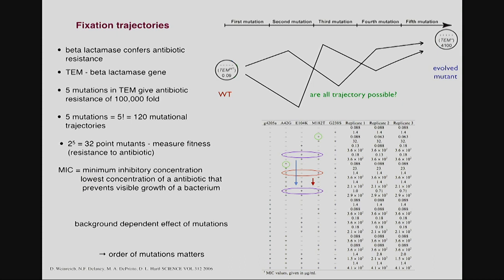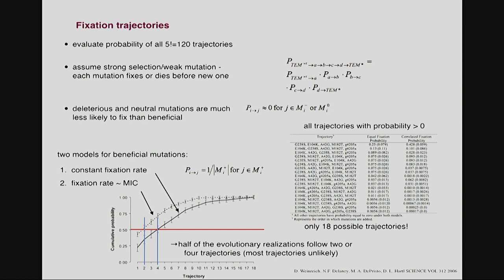So basically, the background on which the mutations happen matters a lot, and it also turns out the order of these mutations matters. What they did then is use the formalism that we were just looking at, and they said, I can calculate the probability of every trajectory taking place. They say mutations happen independently. So if I want all 5 mutations to happen, then I need all 5 of them to happen independently. It factorizes. Then they make a very strong assumption. They worked in the weak mutation strong selection limit. They say that if the mutation is deleterious or neutral, then the probability of it surviving is 0.